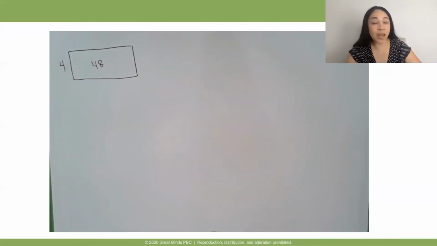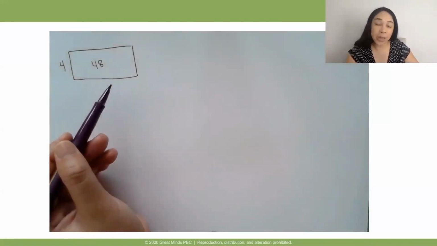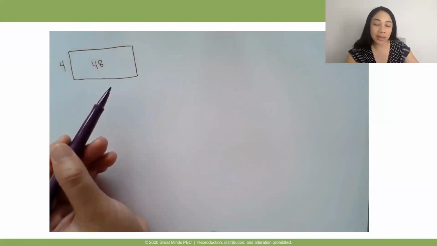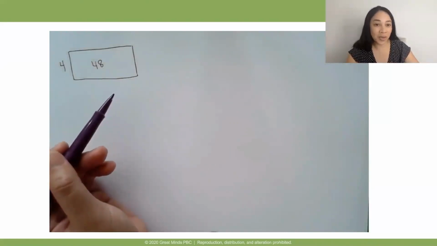Next, I'd like you to draw another rectangle with the same area directly below this first one. But this time, partition it into two parts. The first rectangle will have an area of 40. The second rectangle will have an area of 8.